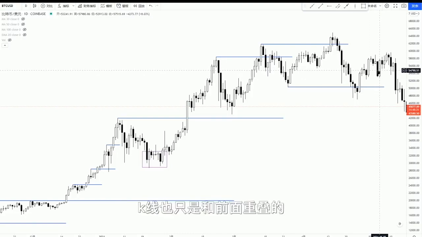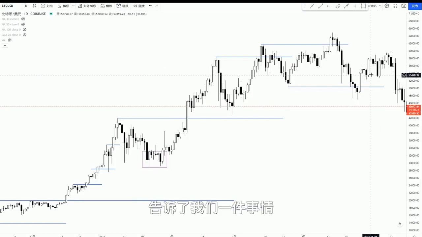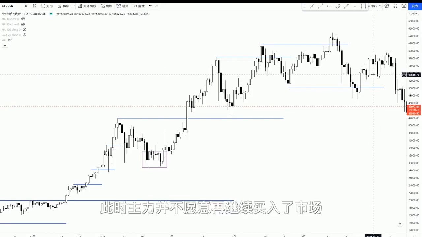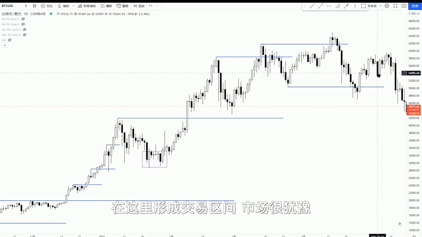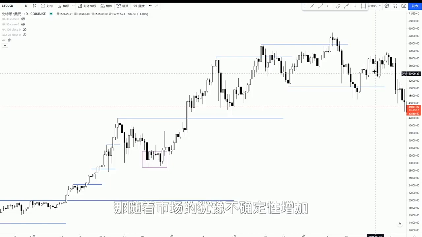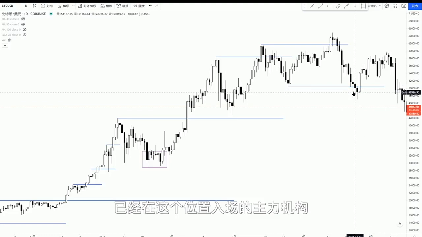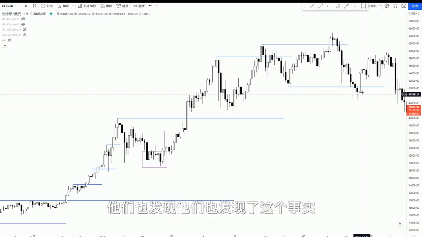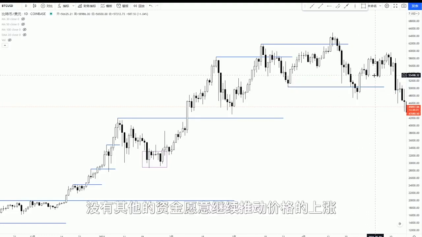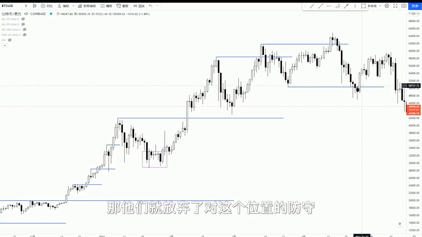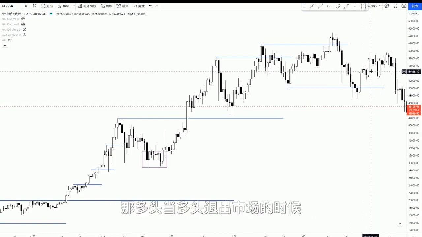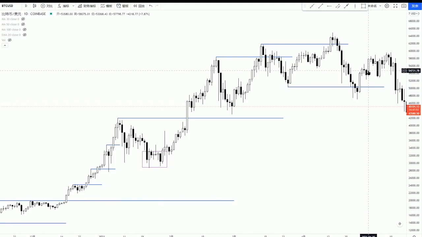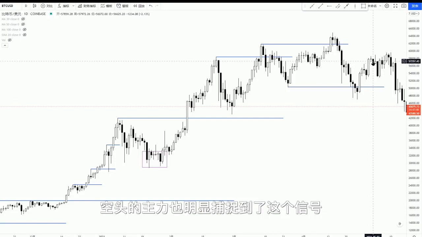The market is in a trading band here, and the market is hesitant, and as the uncertainty increases, the main players who are already in this position are also aware of this fact. There is no other force, no other money willing to continue to drive prices up. So they give up their defense of that position. When the bulls exit the market, the main bear forces pick up on that signal and go into a sharp decline. The weak traders, what do we call technically immature retail players, do?